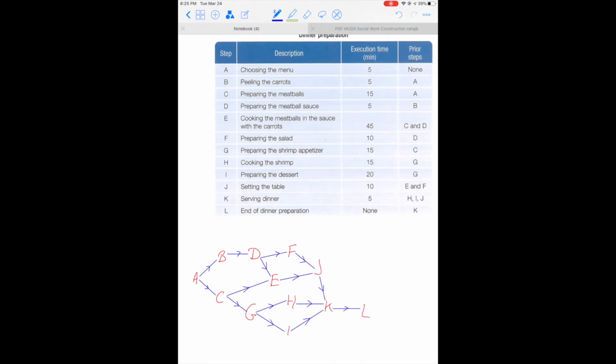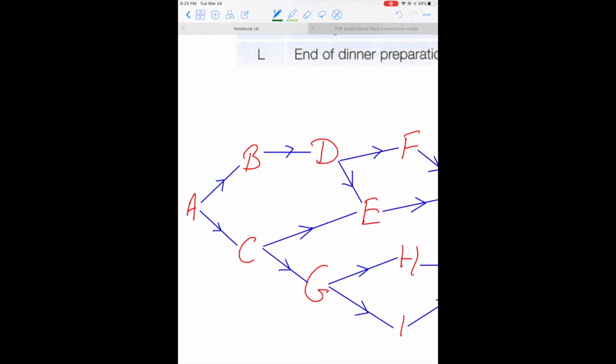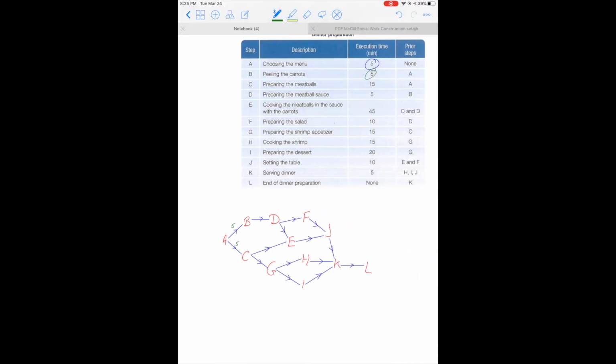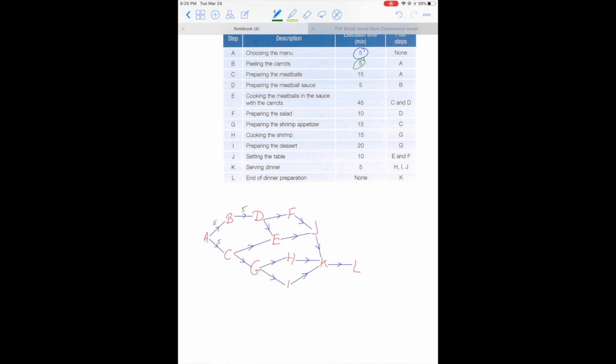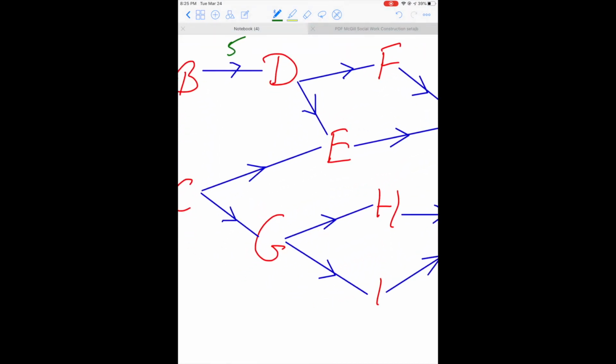The next thing is the amount of time it takes. A takes 5 minutes. So I'm going to put a 5. Each arrow that comes out of the A is going to get a 5. So you put a 5 there and a 5 there. B takes 5 minutes. B, we put a little 5 here. C takes 15 minutes. So I'm going to put a 15 here on the arrow that's coming out of the C, and here on the other arrow that's coming out of the C.